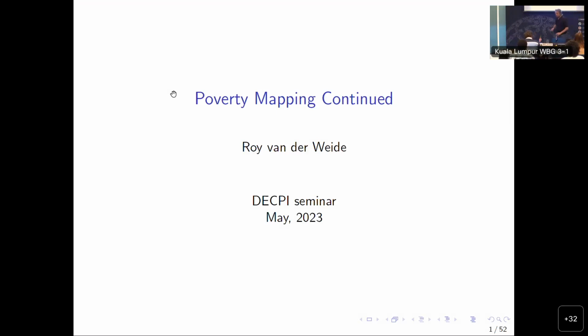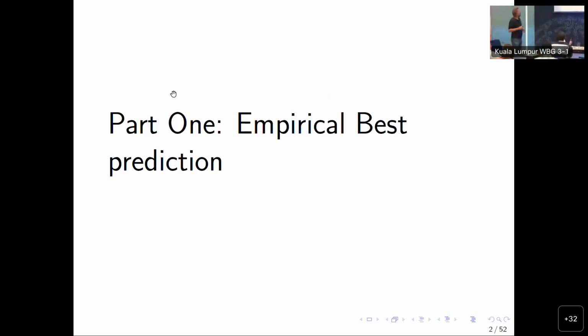So this second presentation for today consists of three subcomponents, and the using set of activity is the middle one. And then the last part discusses briefly the use of small estimates in regression analysis. Okay, so part one is empirical best prediction.